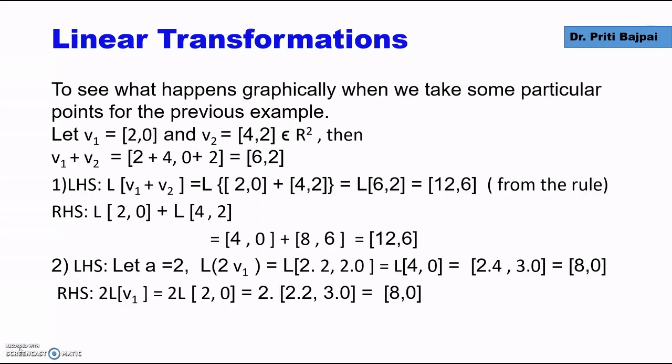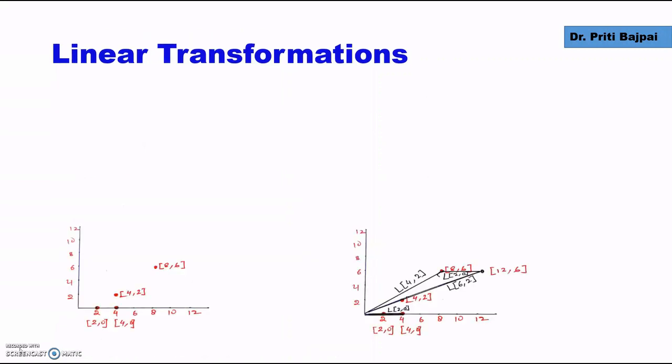Let's check the second property. We can take a to be any scalar. Here, if we take a to be 2, we first test the left-hand side. L of 2 times V1 is L of 2 times the vector (2, 0), so that becomes L of (4, 0), and on applying the rule, this gets transformed to (8, 0). On the right-hand side, 2 times L of V1 is 2 times L of (2, 0), and L of (2, 0) is (2 times 2, 3 times 0), which is (4, 0), so 2 times that gives (8, 0). Both the left and right-hand sides are the same. Both the properties are satisfied.